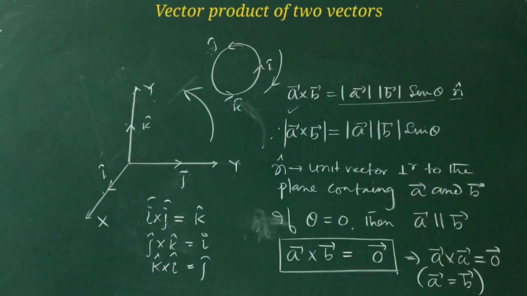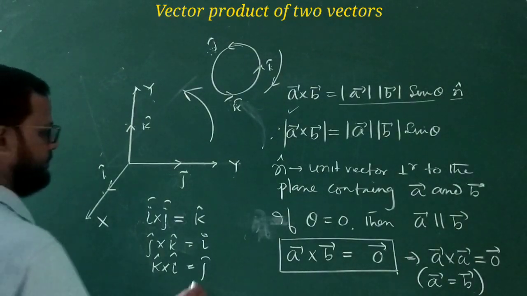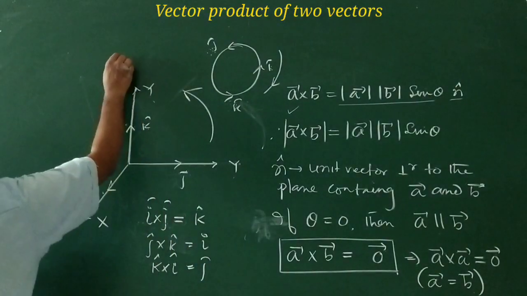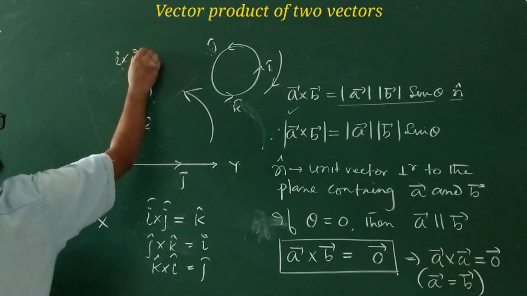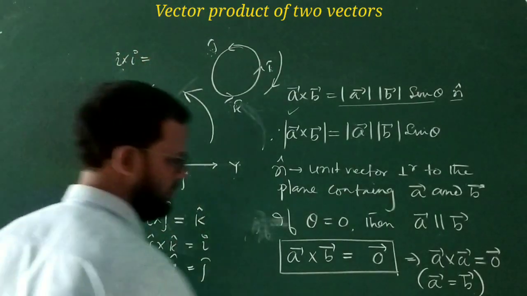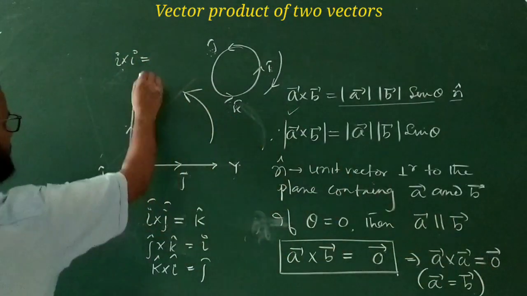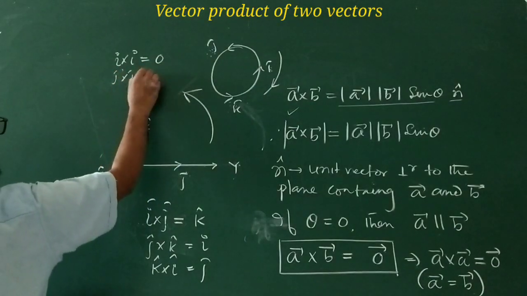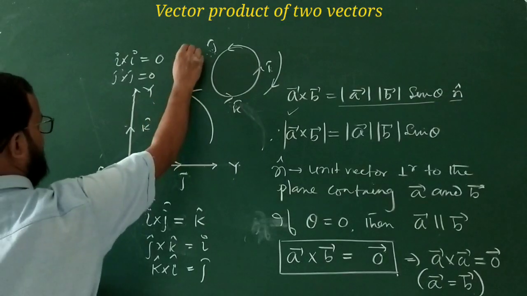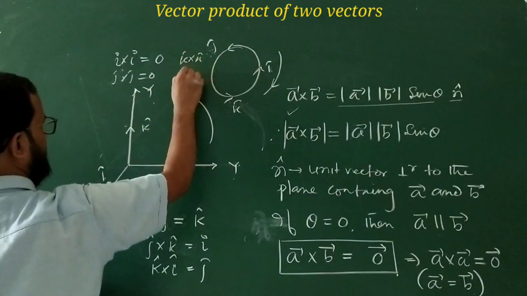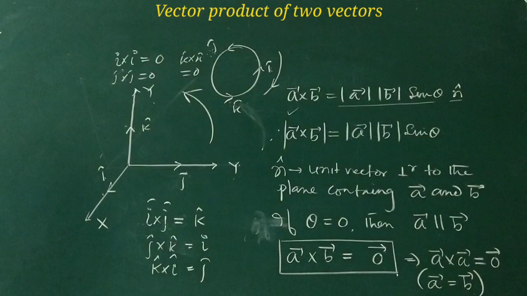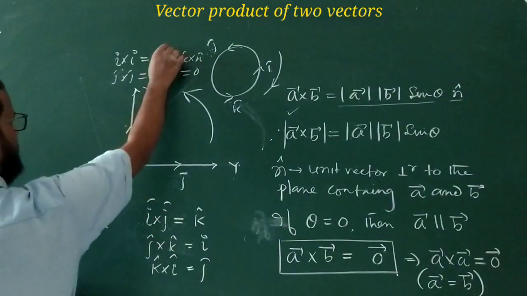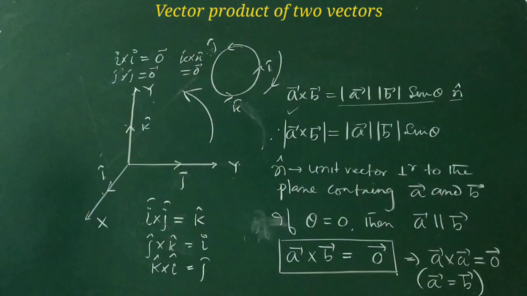Also, i cross i is equal to what? The cross product of the same vector is 0. So i cross i equals 0, j cross j equals 0, and k cross k equals 0. This is the zero vector. All are zero vectors. Understood? These are zero vectors.